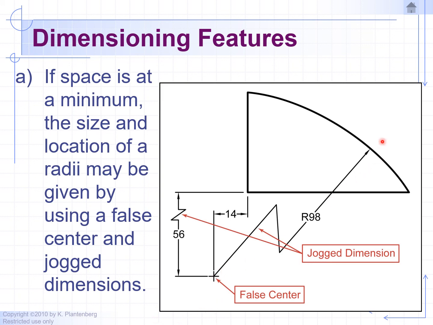So what we do is we create a jog dimension to indicate, hey, this is not the real center. This is a false center. But here are the dimensions, 14. So 14 is an actual dimension horizontally, 14 units. The center is actually somewhere down here at 56 units. From this horizontal line going downward, it's 56 units. And we can see it by the jogged dimension. Okay, this is rare, but you do encounter it once in a while.